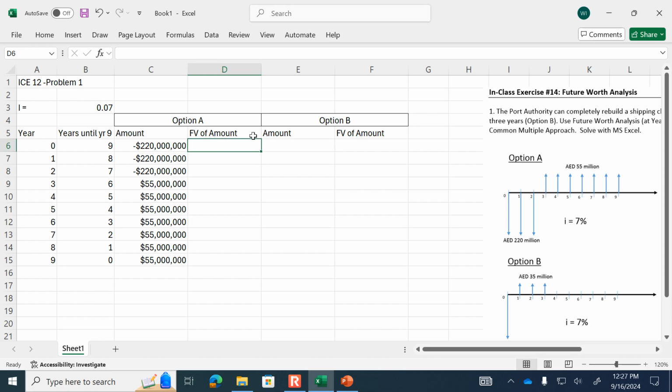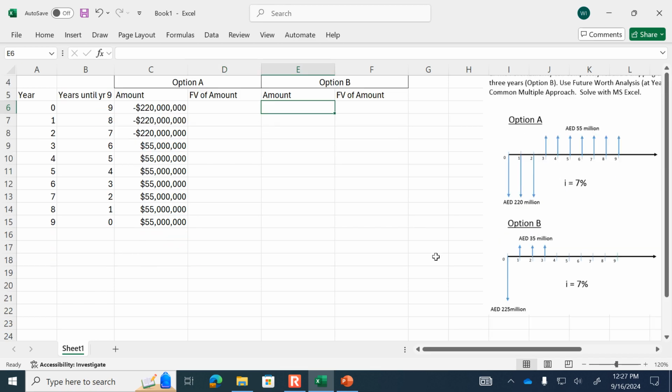Let's put in option B, the cash flow sequence itself, before we do the FV function. So minus 225 million, and then 35 million in revenue. Okay, year 3 is a little bit tricky because we've got both the cost and the revenue. So rather than trying to do that math in my head, I'll type it into Excel. We can have Excel figure it out.